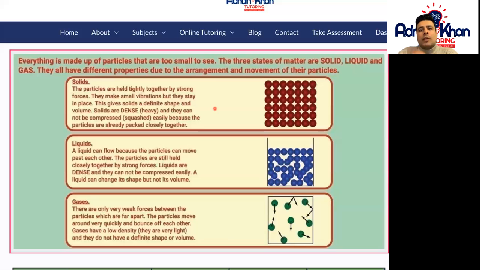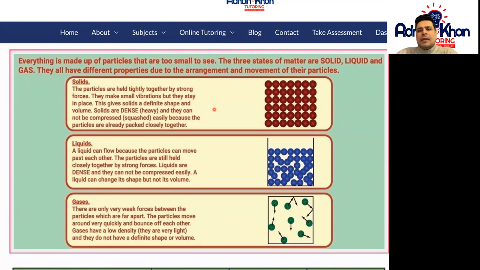So let's have a look at the solids first of all. The particles are held very tightly together by strong forces. They make small vibrations, but they stay in place. This gives solids a definite shape and volume.